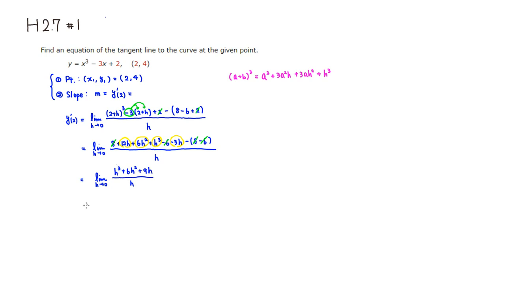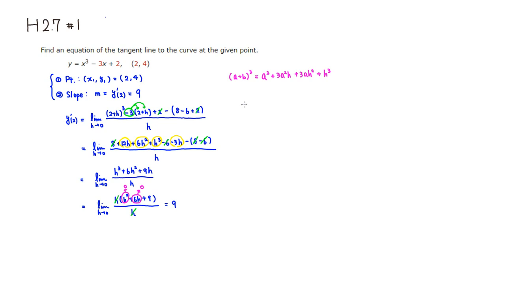Luckily, all three terms have an h in them, so I'm going to factor out the h from the numerator. Then you're going to get h squared plus 6h plus 9, all over h. Then we can cancel h on top and h on the bottom. Then we can take the limit. As h approaches 0, you can see that h squared approaches 0 and 6h approaches 0. The only thing that's left is 9. So we found the slope to be 9.